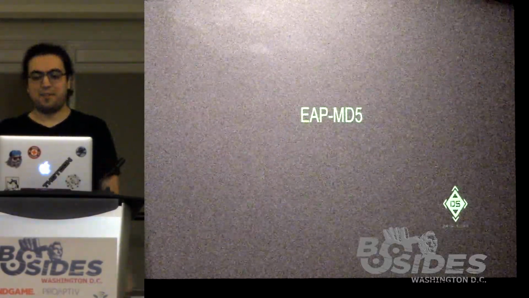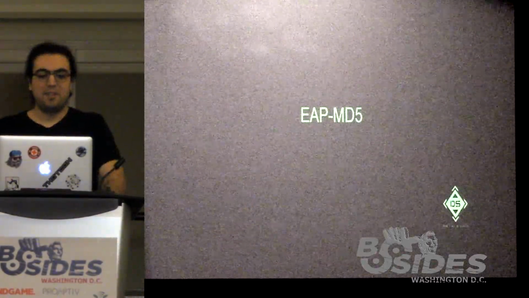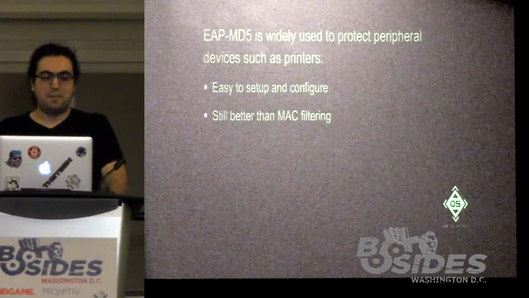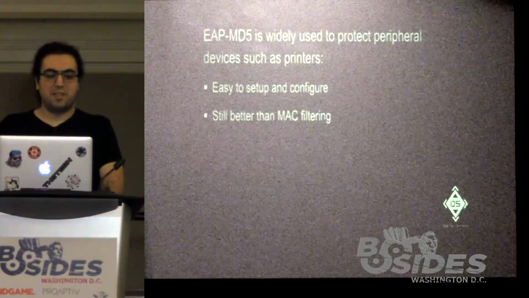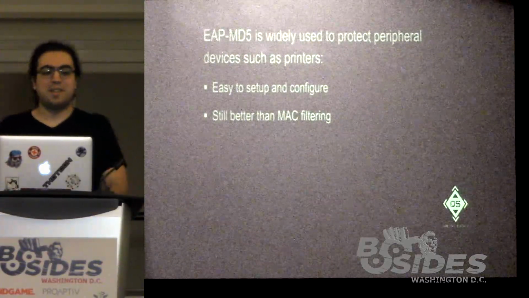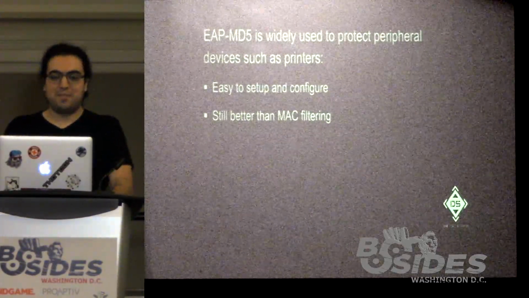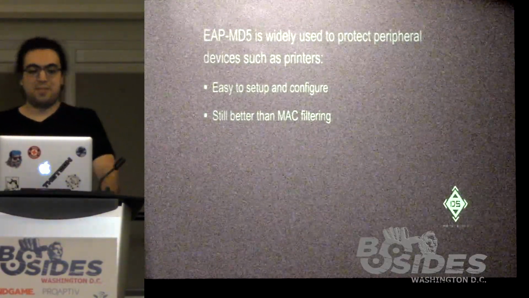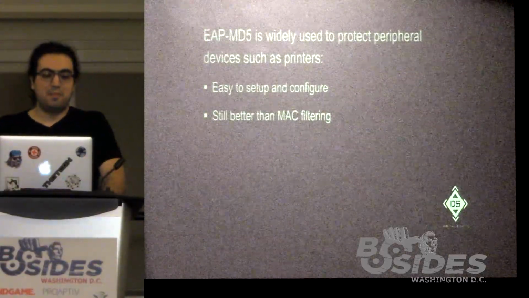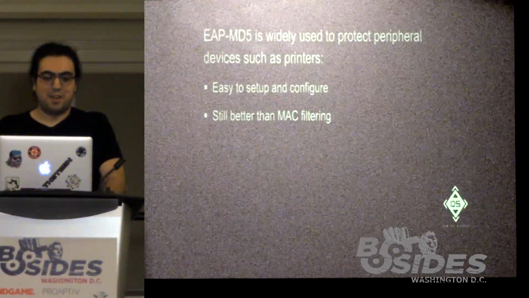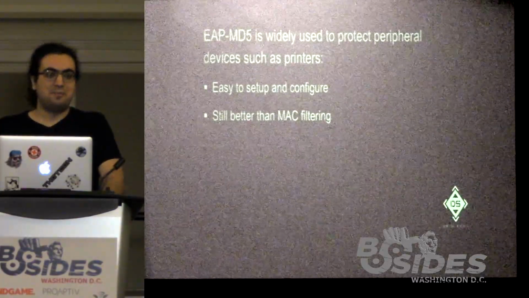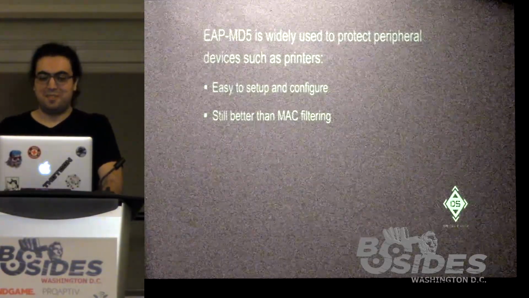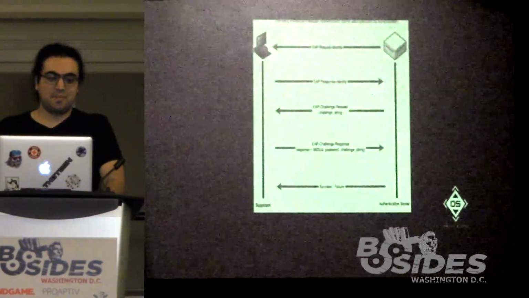But we don't even need to do that. The reason is that a lot of peripheral devices actually still use EAP-MD5. EAP-MD5 is an older, significantly less secure EAP method, but it's also very easy to set up and configure, and it's still better than MAC filtering. So if you're in a situation where you have to set up 802.1x across the entire network, technically you could say you're doing that if you're putting EAP-MD5 on your peripheral devices. I mean, it's still EAP-MD5, but technically it's 802.1x, right?